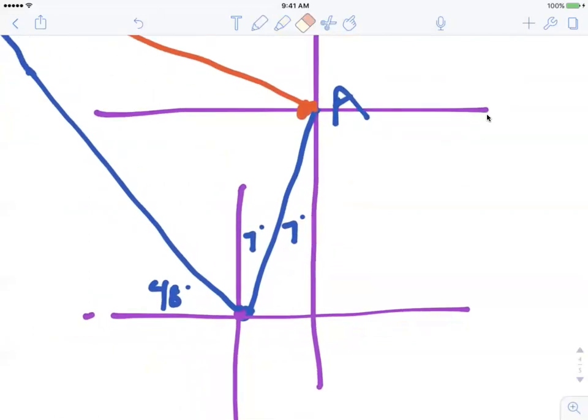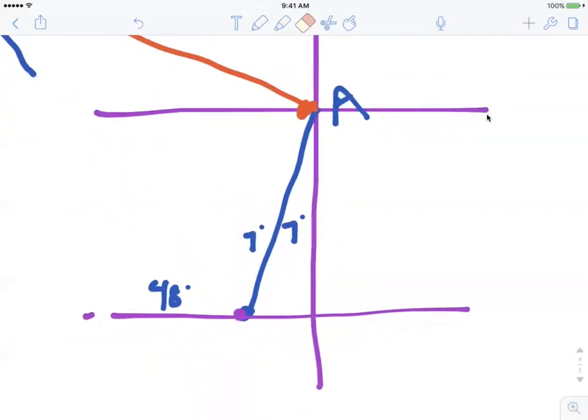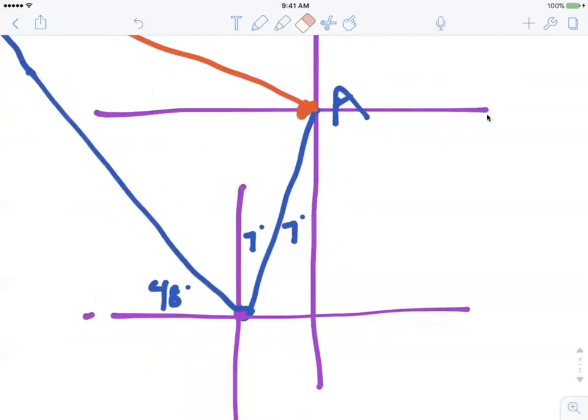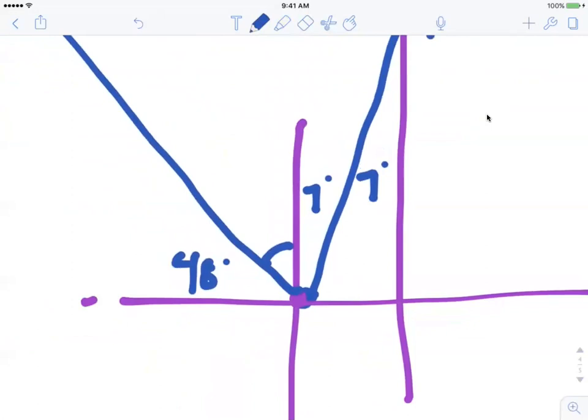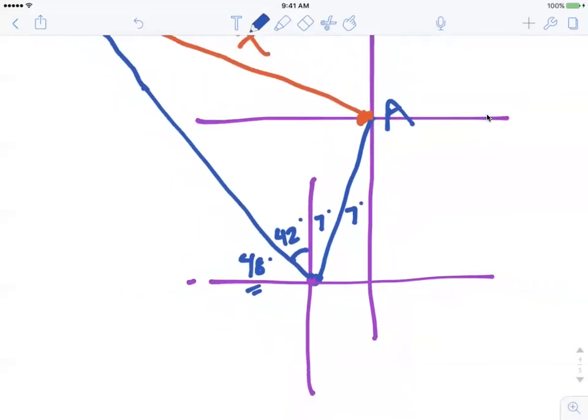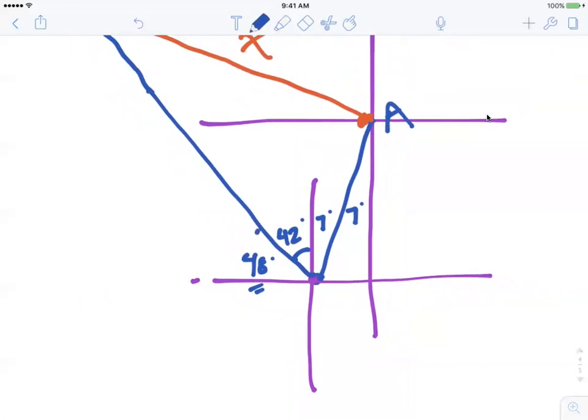How about this angle here? That's a 90-degree angle. So if this is 48, then inside there would have to be 90 minus 48, or 42. And then I have an angle inside the triangle there, right? 42 plus 7, 49 degrees.